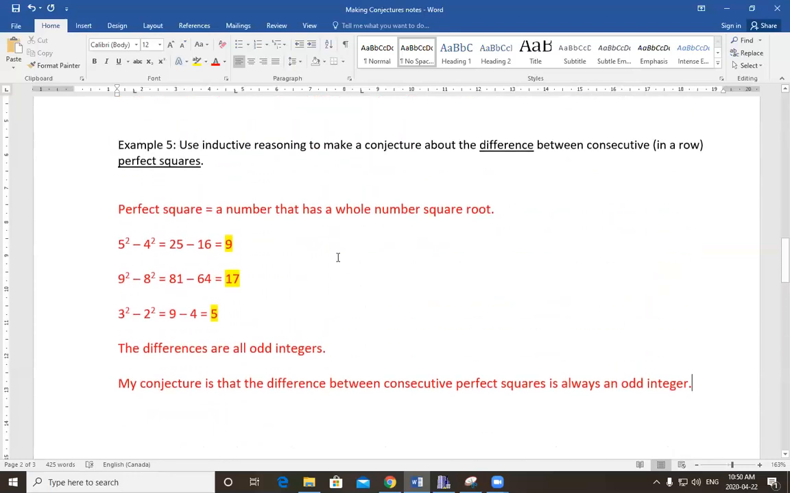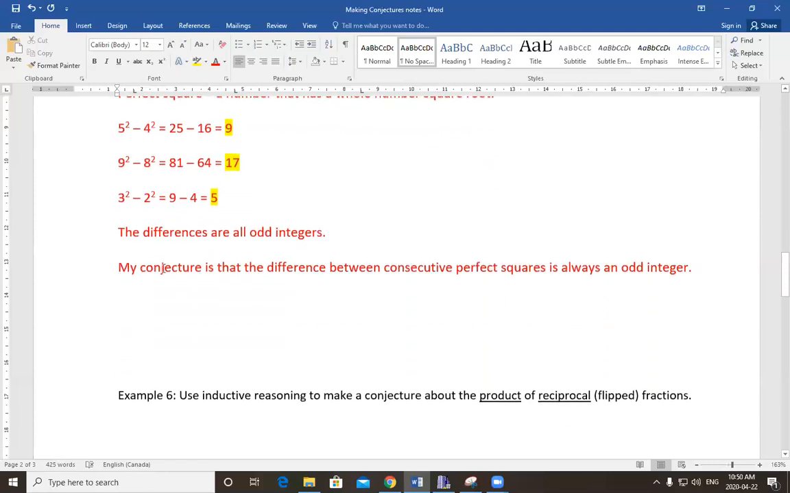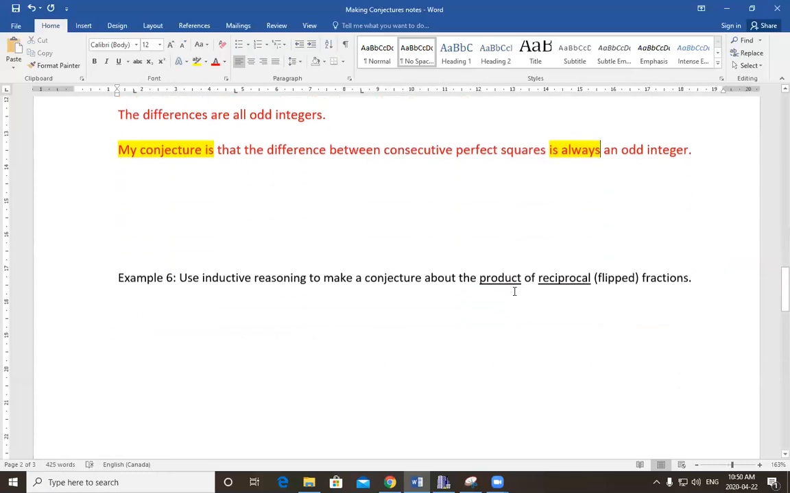So again, we're just exploring, gathering data, inductive reasoning, finding a pattern, and then stating a general conclusion of that pattern. Remember having the keywords beginning with my conjecture is, and then the difference between perfect squares is always, and we have those words in there as well.